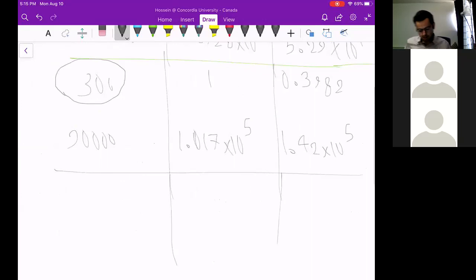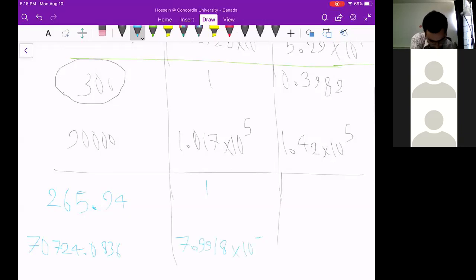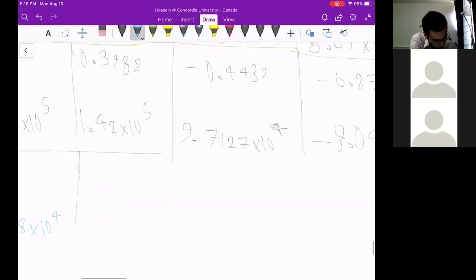I assume I take 265 multiplied by 94. So omega 1 squared is 70. Theta 1 is always 1. T1 is 7.918 times 10 to the power 4.